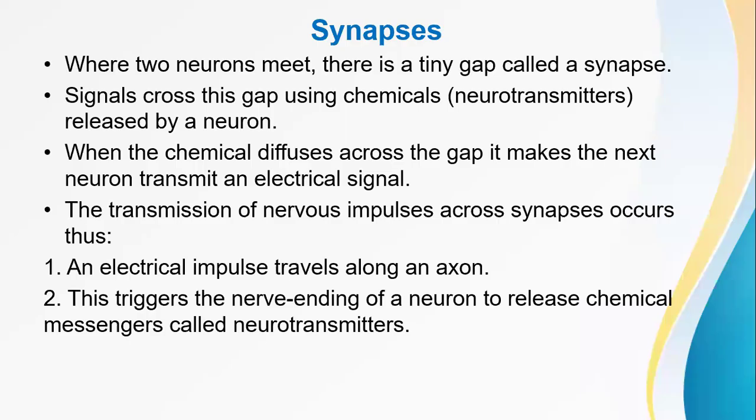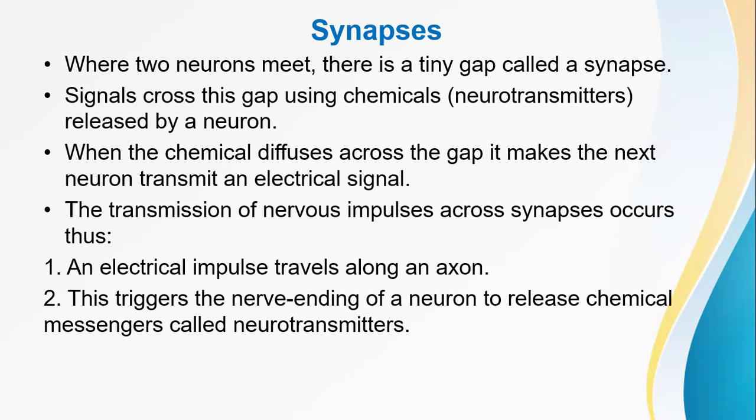Moving on, let's discuss the synapse. Now, when two neurons meet, the tiny gap that we said before is called the synapse. The signals cross this gap using chemicals known as neurotransmitters released by the neuron. Now, when the chemical diffuses across the gap, it makes the next neuron transmit an electrical signal.